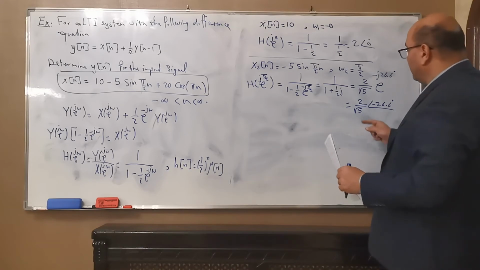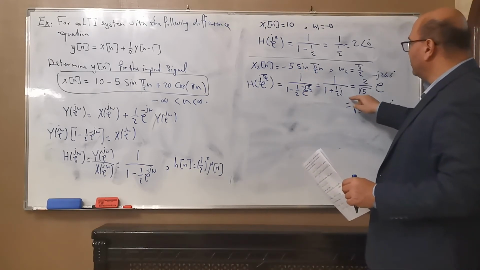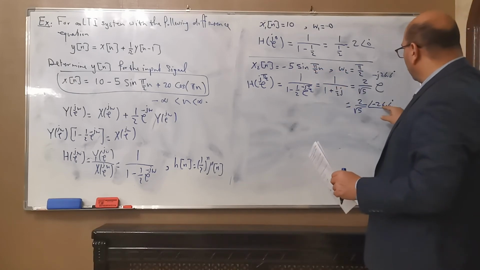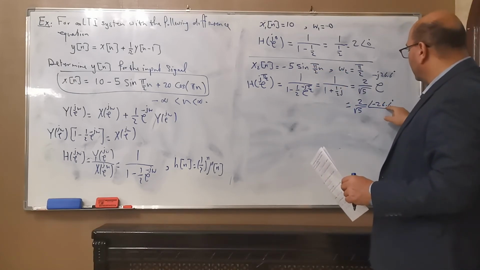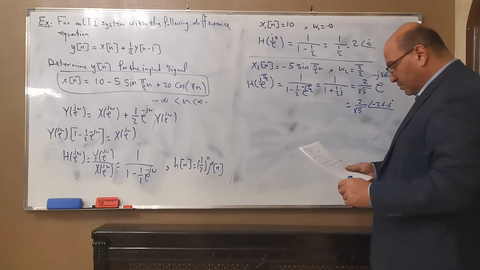And the same thing, the −5 will be multiplied by this magnitude, and the phase of −26.6 will be added to the phase inside the sine. So you have a phase shift here.